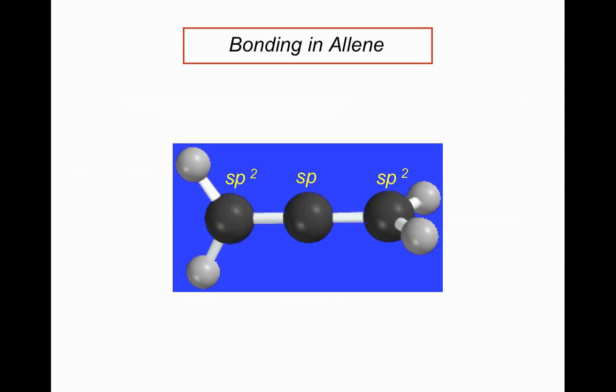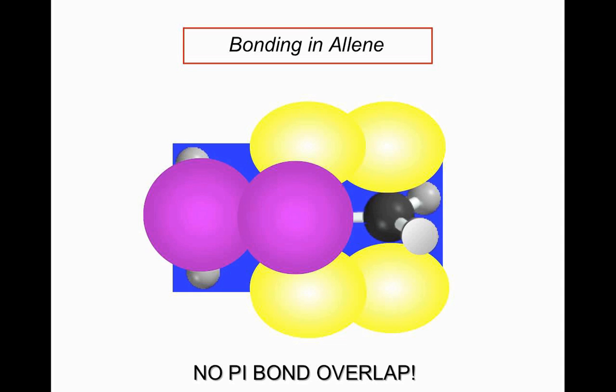Both of the terminal carbons are sp2 hybridized, while the internal carbon is sp hybridized. Remember that p orbitals must be combined together to form pi molecular orbitals, and each p orbital is situated 90 degrees away from all of the other p orbitals in the structure. Thus, there is no pi bond overlap between the two alkenes in a cumulated diene.